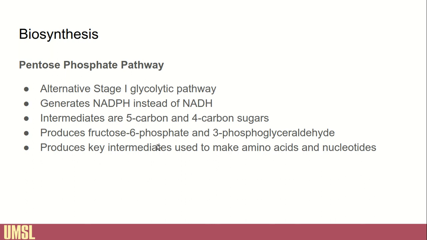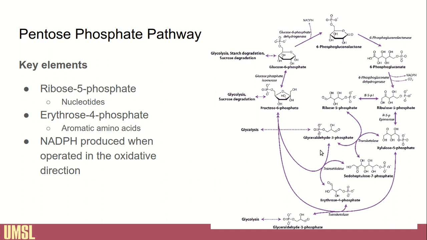carbon sugars present in the cell, and these are critically important for making nucleotides and aromatic amino acids and other amino acids. So the outputs of this pathway is it produces fructose 6-phosphate and 3-phosphoglyceraldehyde. And so essentially, you run this pathway in one direction, it spits out pieces that are ultimately going to end up in glycolysis anyway, but in the process produces these key intermediates to make amino acids and nucleotides. So let's take a look at this pathway.